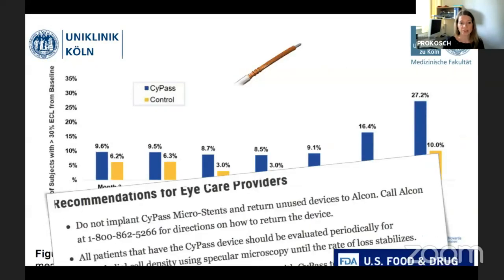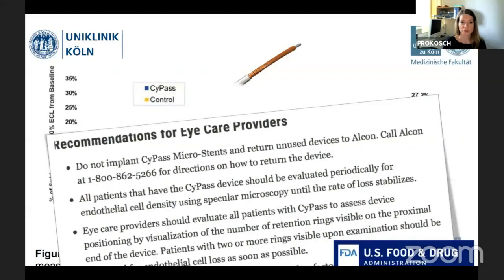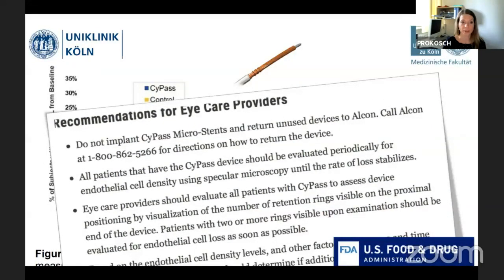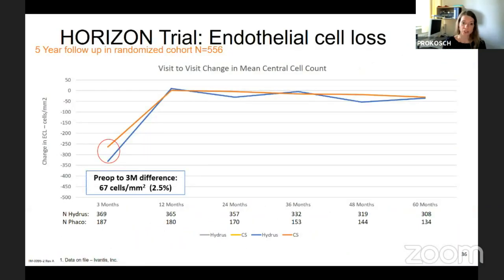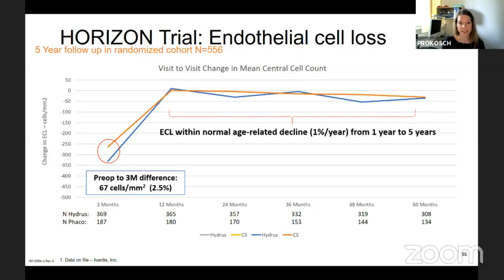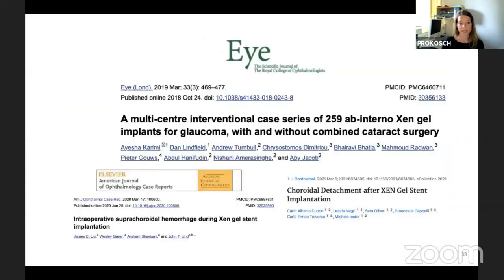Well, the CyPass was taken off the market because of the endothelial cell loss. There have been recommendations for care providers to not use it anymore. Compared to that, with the Hydrus, the company made sure that there's no endothelial cell loss over 5 years. There is none, as you can see here. It didn't change much. And the complications with the trabecular stent, at least, are foreseeable and quite mild to moderate, no severe complications.